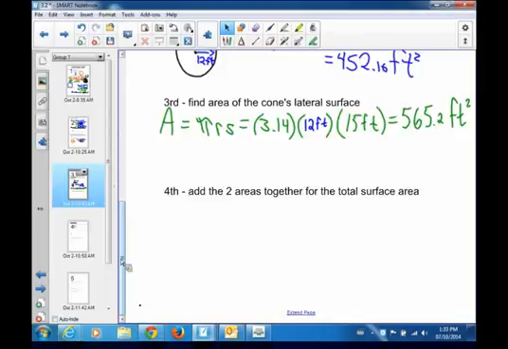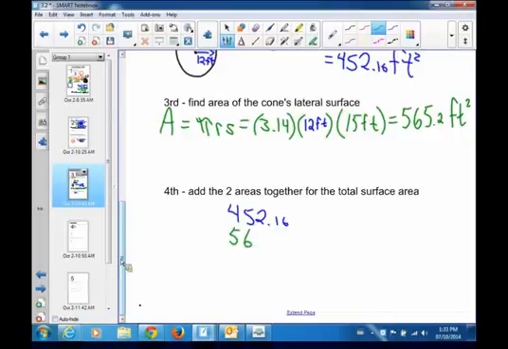Now, add those two areas for the total surface area. 452 plus the 565, and you've got it. Check my math out because I'm doing it by hand. 1017 though, I heard you say that, right? Units? Feet squared. Feet stink? Nope, feet squared.